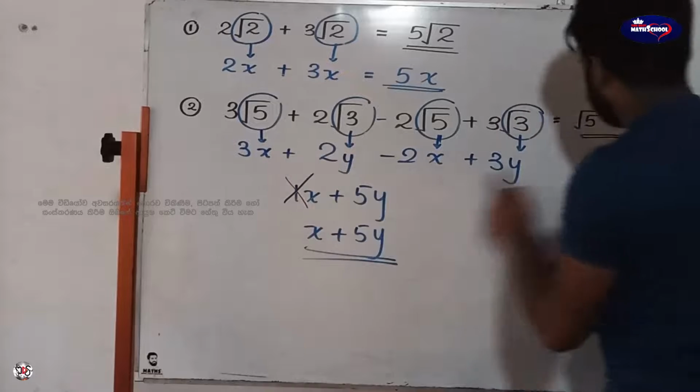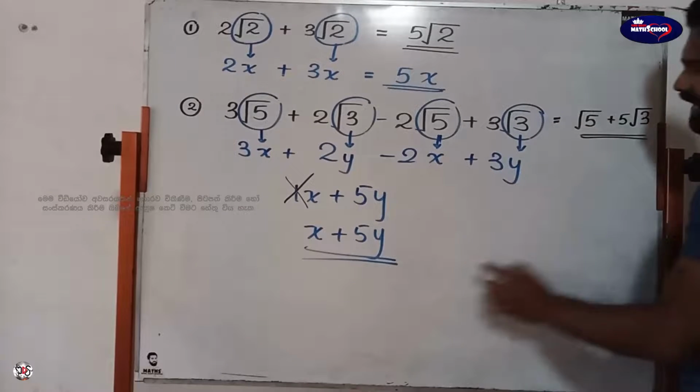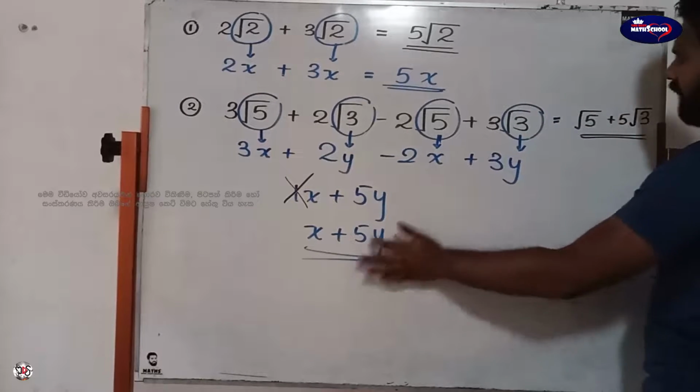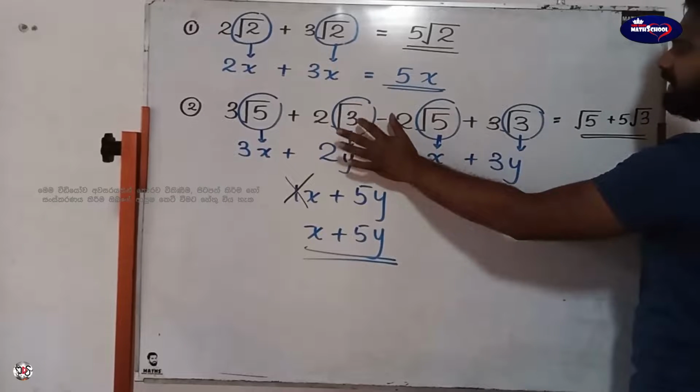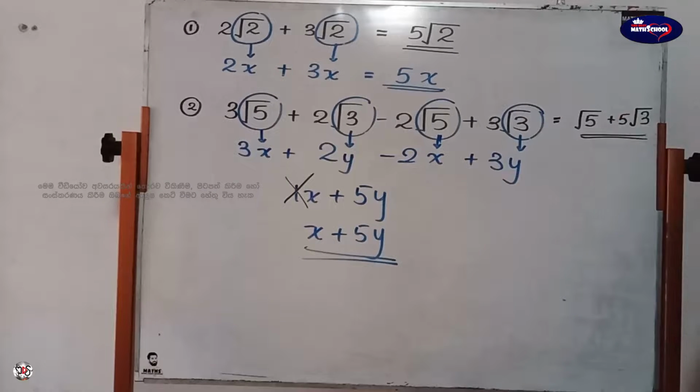X means square root of 5 here. Instead of this, we have that. 5 into y. 5 into y means we got this as y. So you have the same thing.